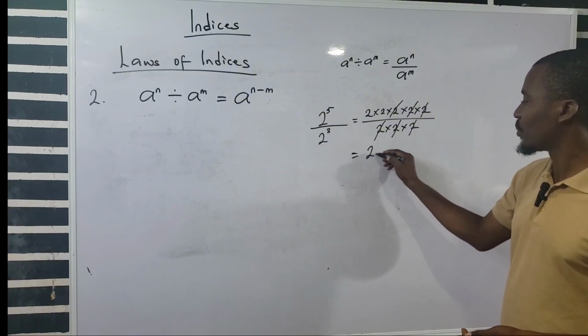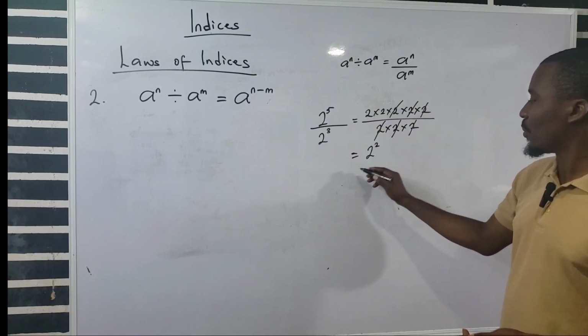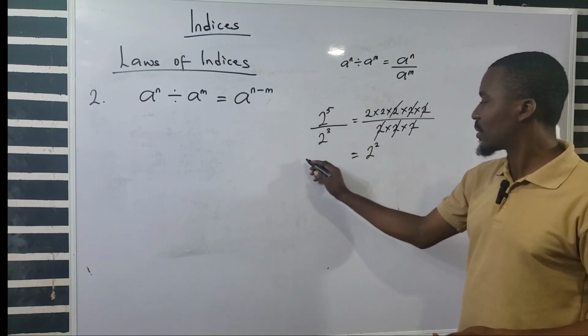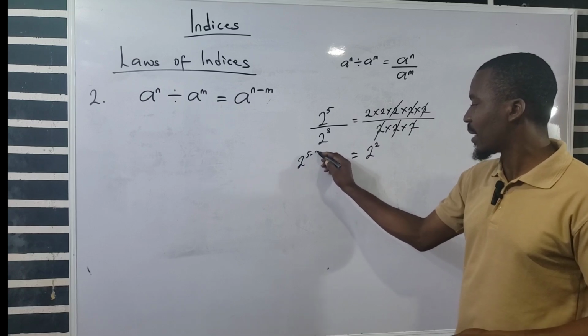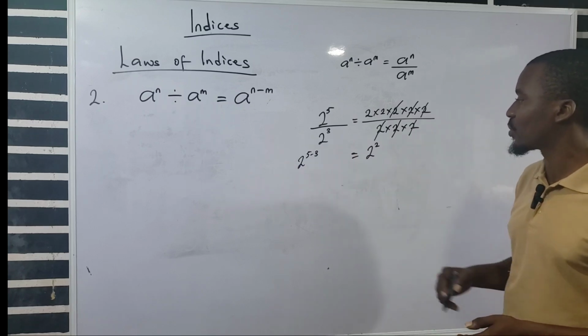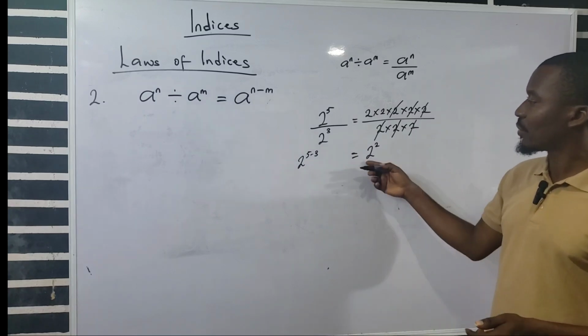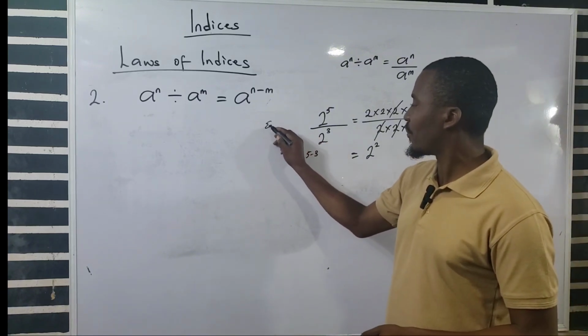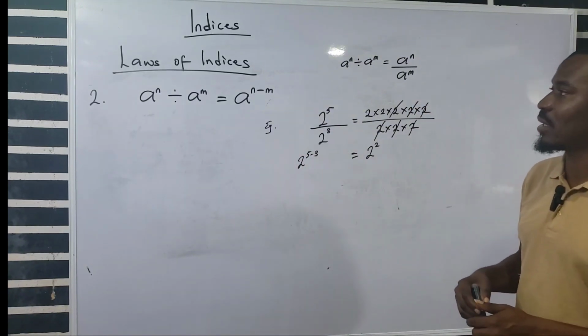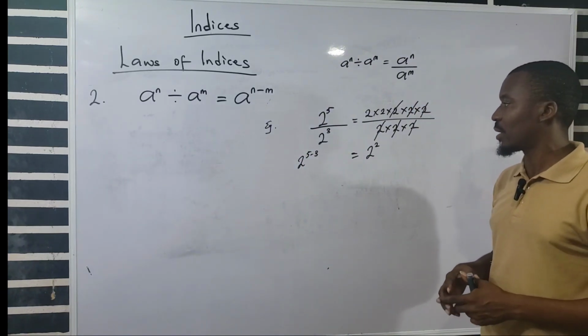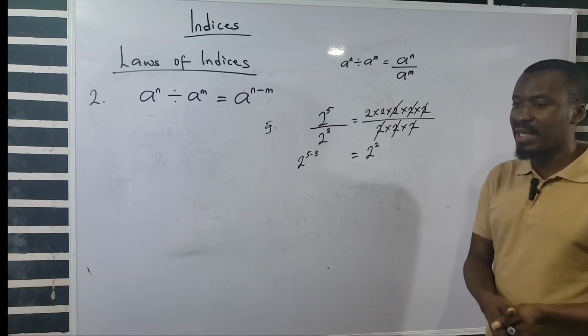So what we have, 2 raised to power 2. So meaning that this will give us 2 raised to power 5 minus 3, which is the same thing with 2 raised to power 2. So these are a way of verifying that particular law of indices. Okay, so let's move to the next one.